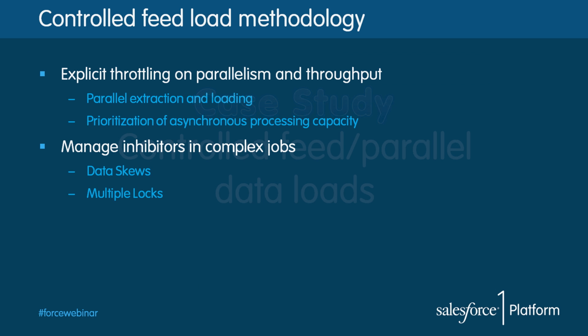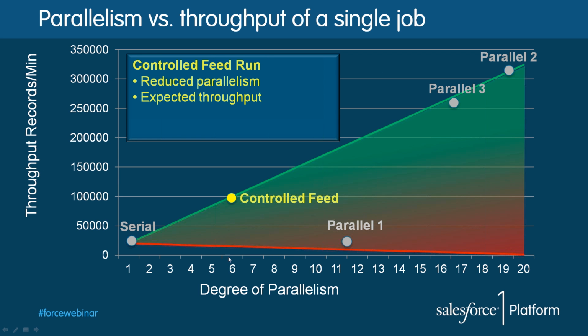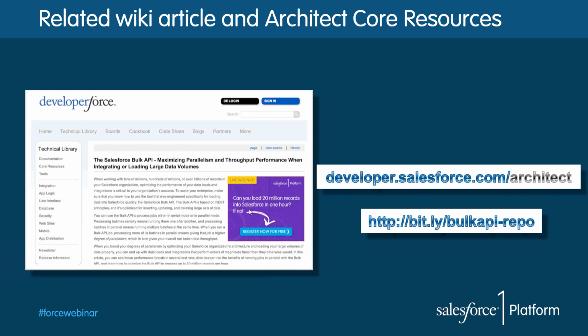Now, because we're running out of time, I'm not going to go through these and actually show you them. But what you're doing here is doing controlled feed of parallel data loads. Now, what does this actually mean? Well, what you're doing is throttling. What we were doing before in all the previous examples was we weren't throttling at all. We're telling Salesforce to use as many threads as it can use, which is great. Now, doing that means that you get the best throughput you possibly can.